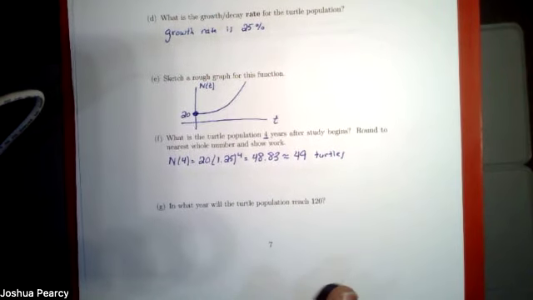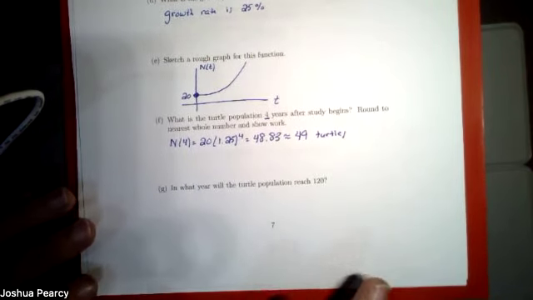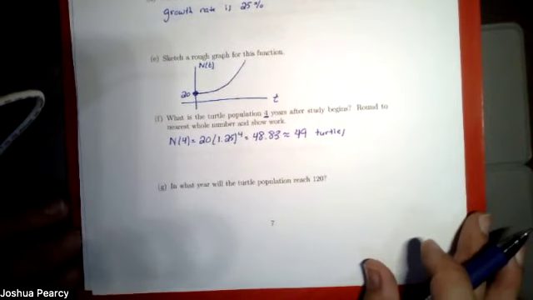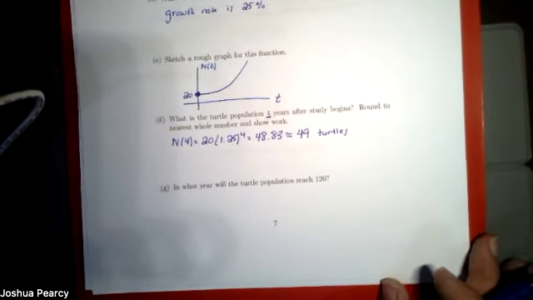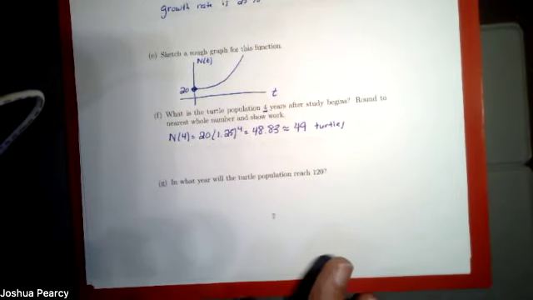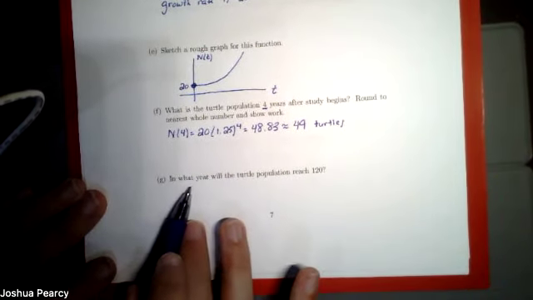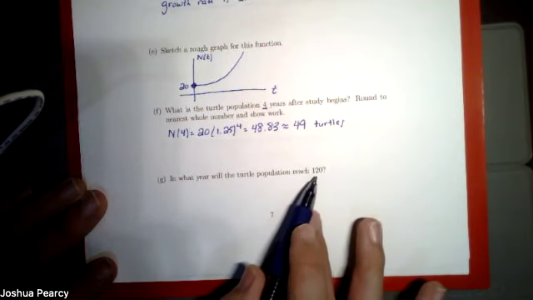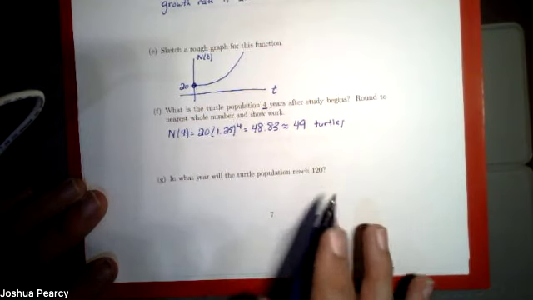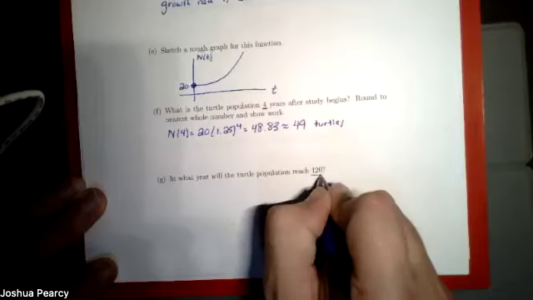So now let's go on to part G of this question. There's a lot of parts to this one. So this gets you good practice with types of things you could see on the test. If you can go through a problem like this, you could do a couple of different things. This last part says, in what year will the turtle population reach 120? So this is saying, when will n of t equal 120?